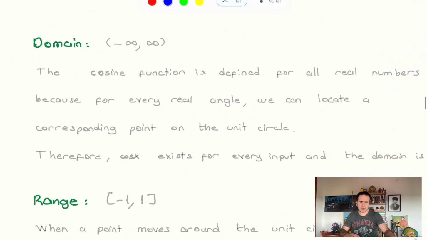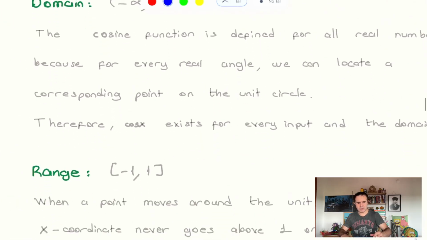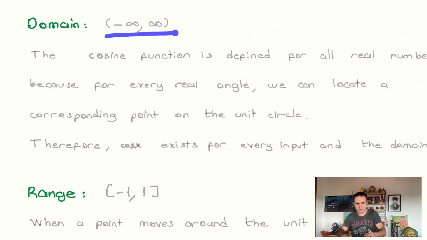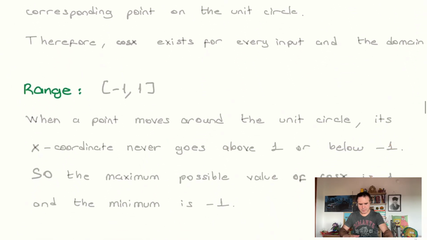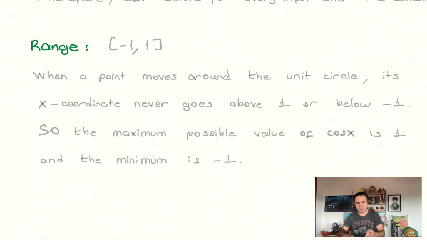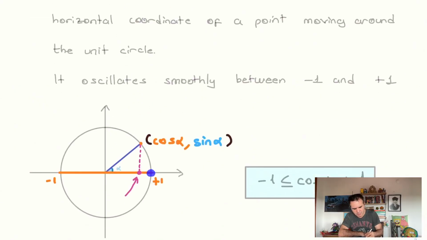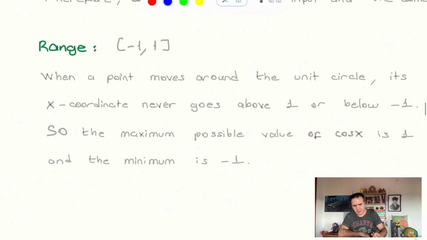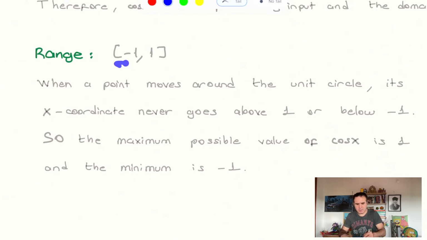For the domain of cosine alpha, the cosine function is defined for all real numbers because for every real angle we can locate a corresponding point on the unit circle. Therefore, cosine x exists for all values between -infinity and +infinity. And when a point moves around the unit circle, its x coordinate never goes above +1 or below -1, as you see here. All values will be between -1 and +1. So the range of cosine x will be between -1 and +1.